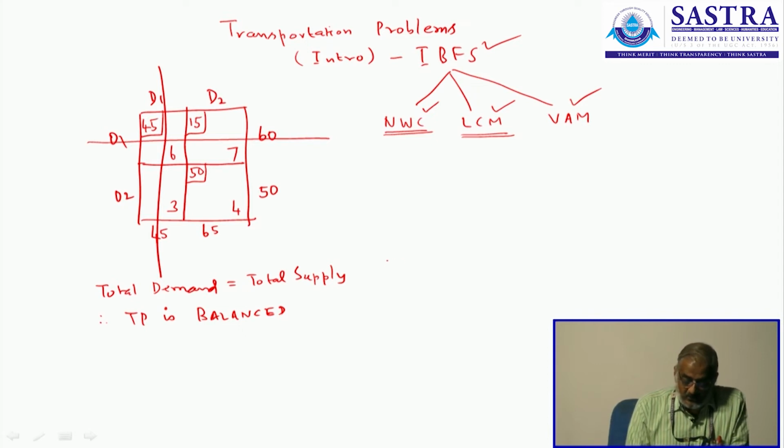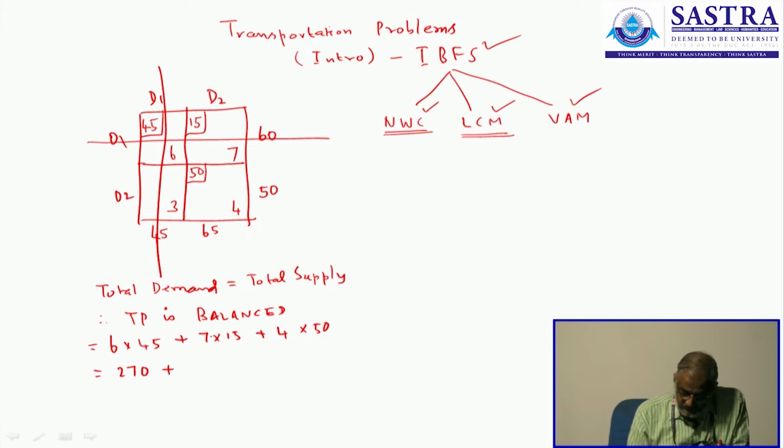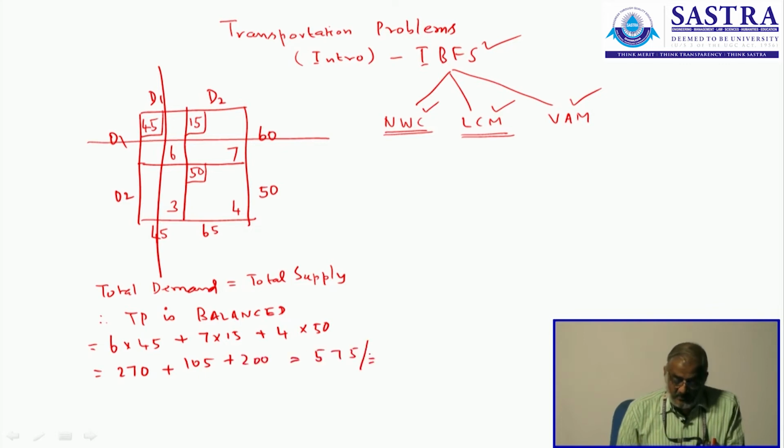Okay. Now the northwest corner rule we have filled. So what is the total cost because of the northwest corner rule being applied to this transportation problem? 6 into 45 plus 7 into 15 plus 4 into 50. So how much? 270 plus 105 plus 200, that is 575 rupees. Okay. Now we will apply the least cost method for the same problem.